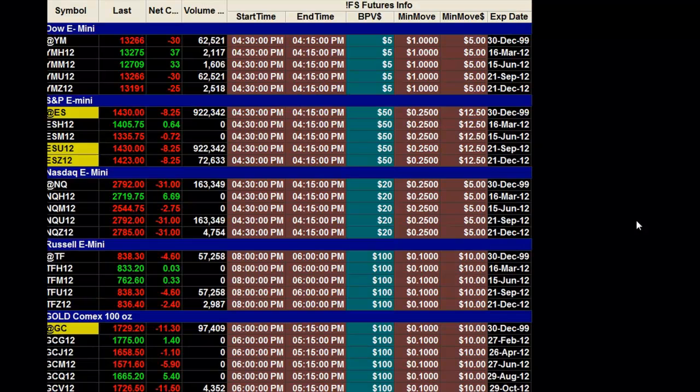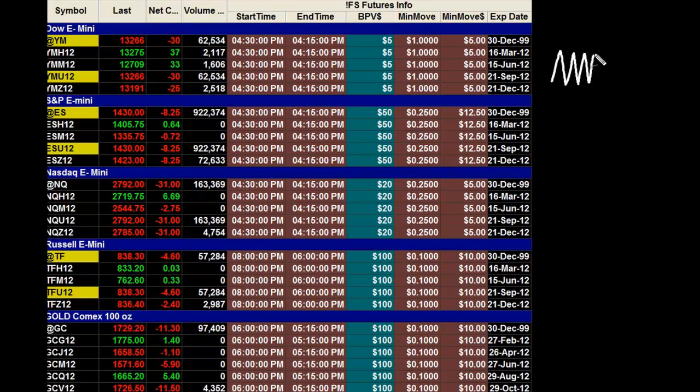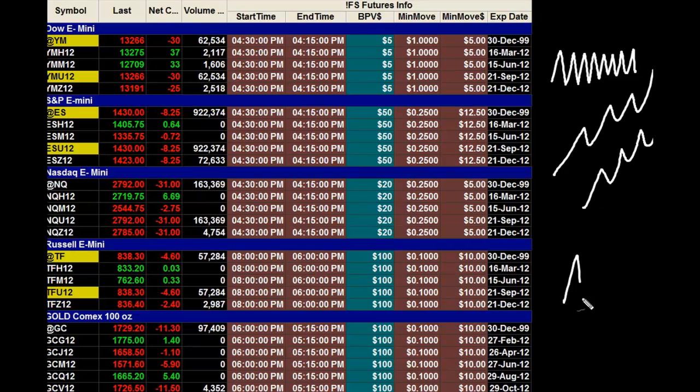You also really want to know the personality of that market. Is it going to be a trending market? Like on the indexes, they're counter trend. Run, stop, and reverse. Gold tends to do this. Bonds tend to do this. And then crude oil tends to do this. It'll go and then up. So just know the personality of everything that you're trading.